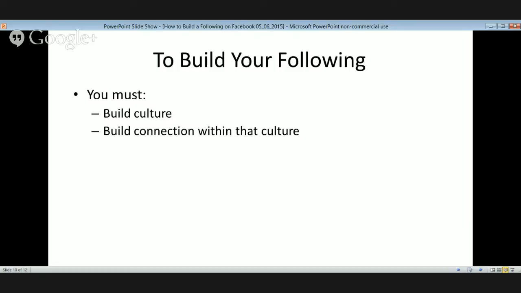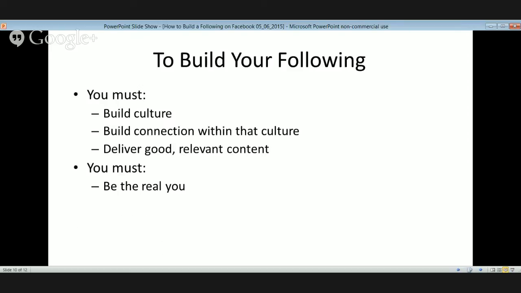You want to build connection within your culture. That's huge. You want people to feel valued. You want to deliver good, relevant content, again, content that's going to help people live a good life. You must be the real you. You must not pretend that you have it all together. You've got to be real with people. There's going to be days that it's not great and maybe you're MIA, and you just have to come back and say, you know what, sorry, things have been busy. Be real with people. But I will tell you, the consistency will be very, very powerful.